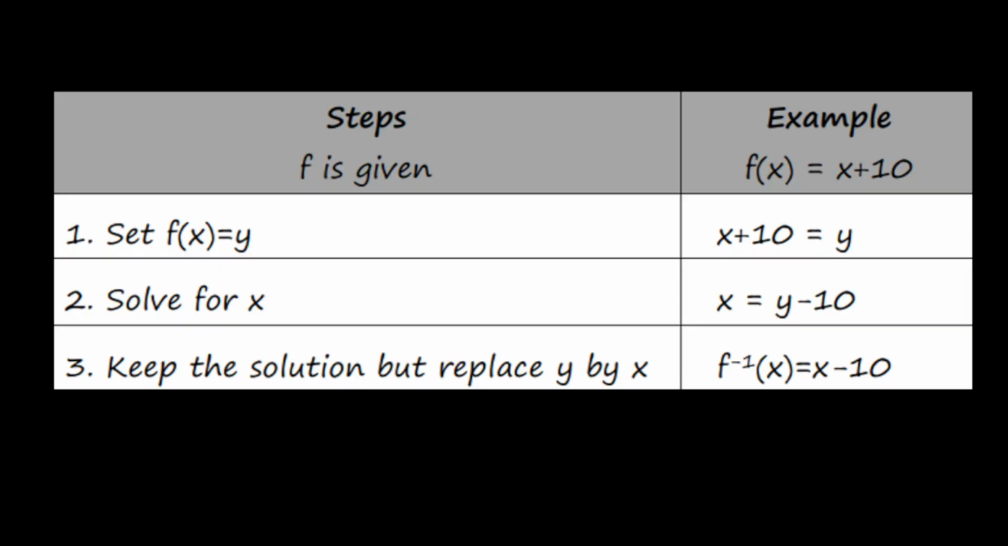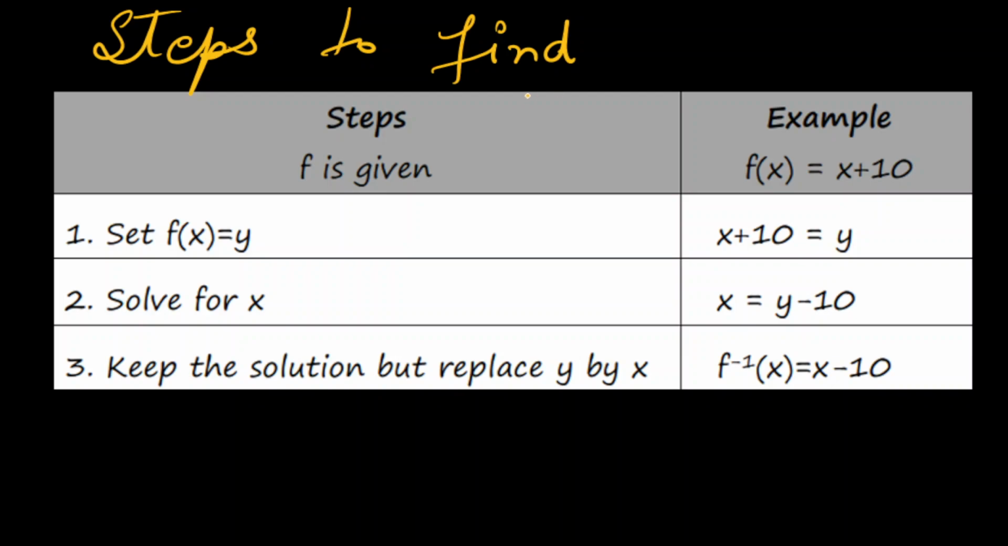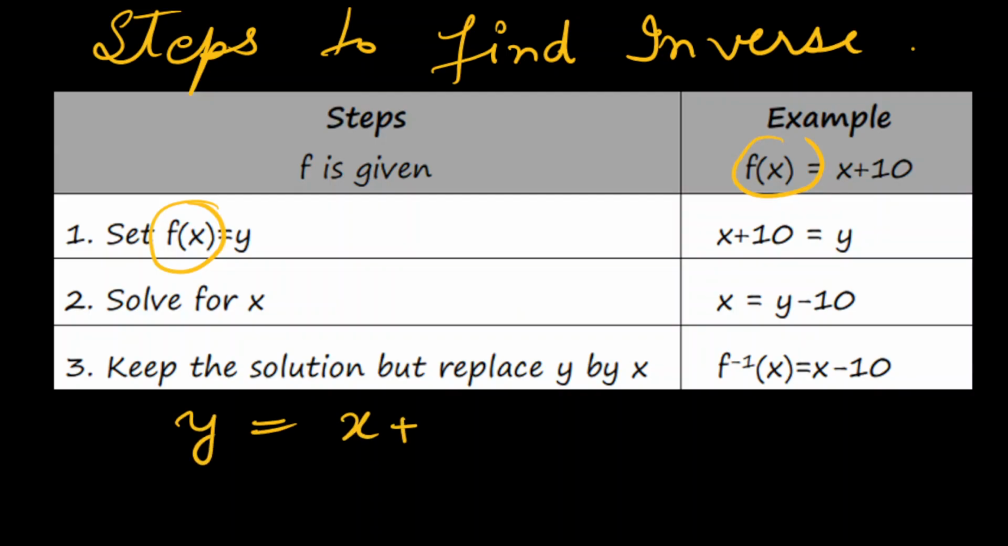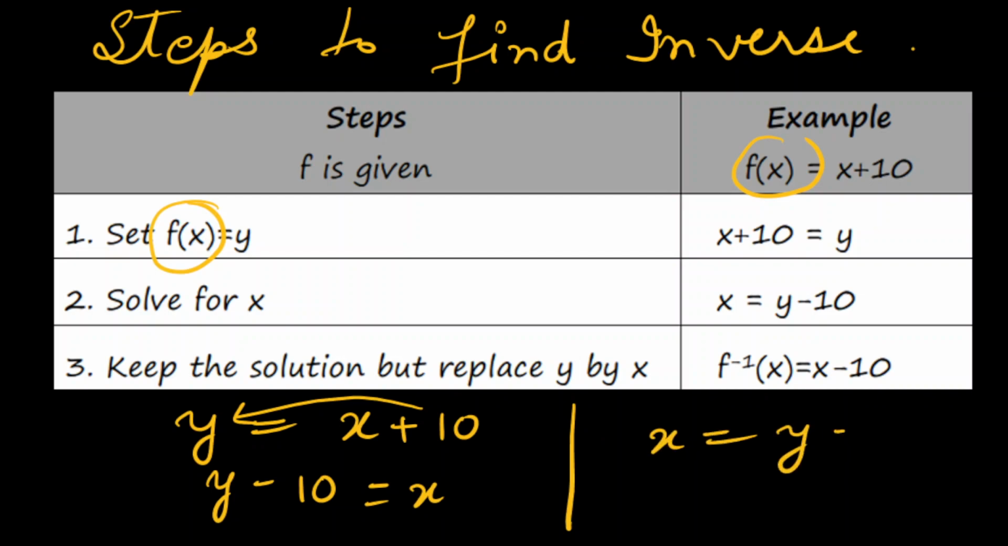Now how to find the inverse of any function? So there are steps. First of all, I'll tell you the steps to find the inverse, then we'll do examples to understand it in a better way. So, steps to find the inverse of a function. First of all, you have to write f of x as y. Suppose some function is there, f of x is equal to x plus 10. So we can write here y is equal to x plus 10. Then you have to find the value of x. So that means 10 I'll shift to the other side. So y minus 10 I will get equal to x, or I can write x is equal to y minus 10.